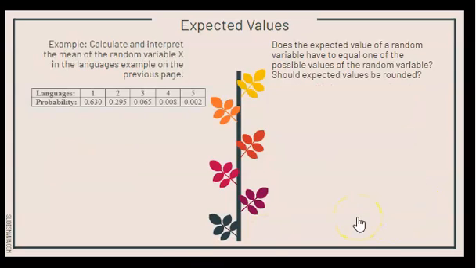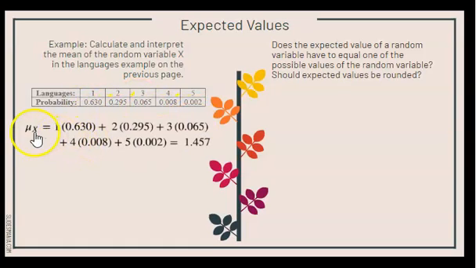Okay, so we're going to go back to the languages example we did earlier and calculate and interpret the mean of the random variable X that we talked about before. So here's the same table. So to calculate mean, we said before, was to multiply down 1 times this, 2 times this, 3 times this, all the way down, and then add the individual products up, okay? So it would look like this. This is the work you could show. 1 times that probability, 2 times its probability, 3 times its, 4 and 5. When I put it all in and I add it up, I get 1.57.